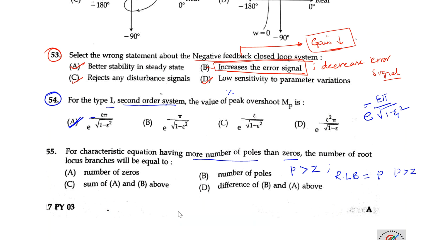For example, they may ask the reverse question. For the characteristic equation having more number of zeros compared to poles, then the number of root locus branches at that time is equal to Z. Why? Because the number of zeros is more than that of poles here. So whichever has the higher value, that will be the root locus branches here. So for the 55th question, the answer is number of poles when poles are greater than zeros. If the same question is asked in reverse manner, that is number of zeros is more compared to poles, then A will be the right option here. Okay, we'll move to the next page.